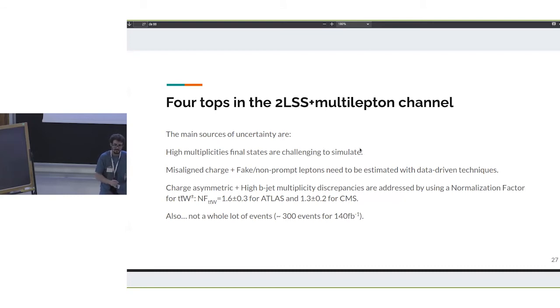Also, a big problem here, and this really puts everything into perspective if you want to deal with this with a machine learning algorithm, is that we don't have a lot of events. For current luminosities, for Run 2 luminosities, we have roughly 300 events. So it's not a lot. This is something one should take into account when trying to incorporate machine learning here. We are talking about machine learning for low statistics.